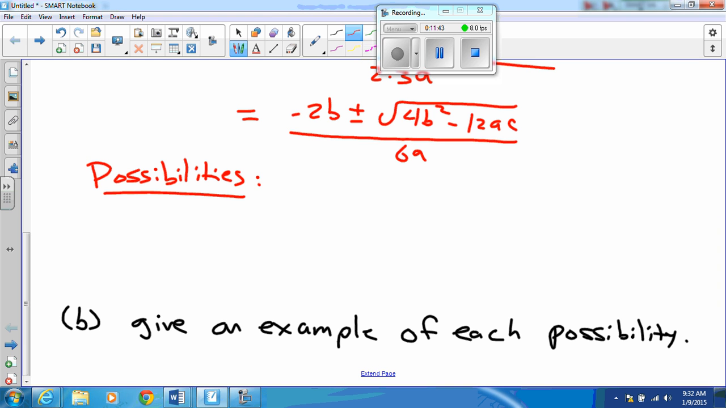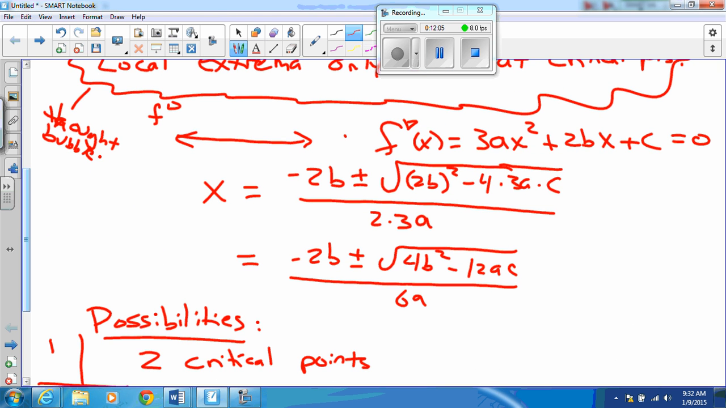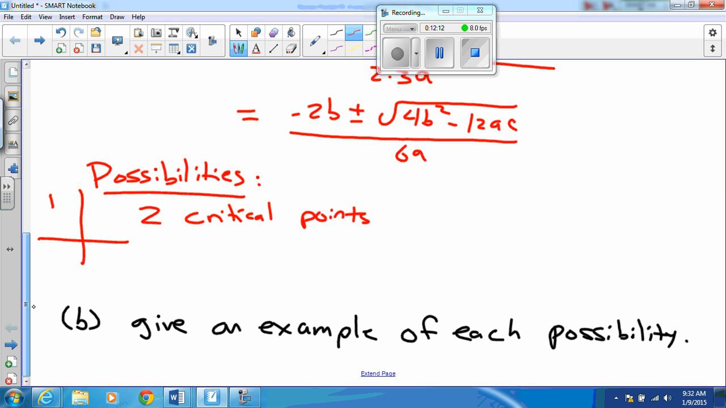One of the big ideas in math is to carefully consider all possibilities. So let's carefully consider all possibilities. One possibility is that I have 2 critical points. And if I have 2 critical points, you remember that what shape is a quadratic here? It is a parabola. And so what is my parabola going to look like with respect to the x-axis?